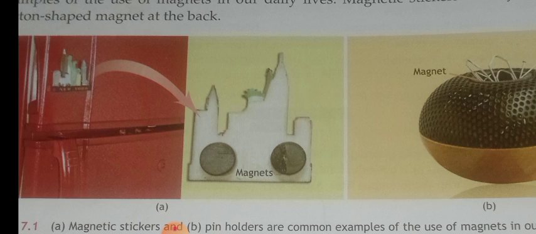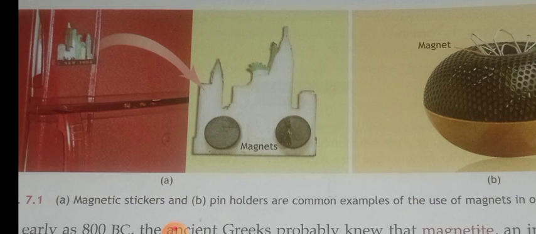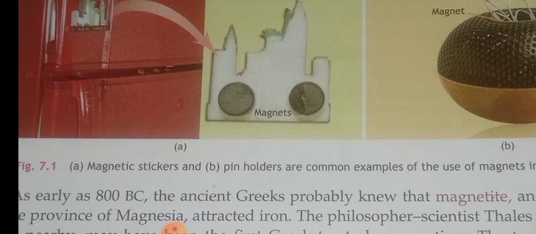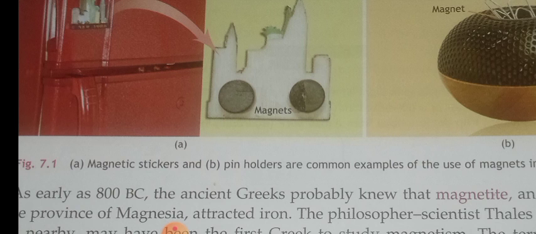On the other hand, stainless steel, which you know our kitchen utensils are mostly made of, contains a large proportion of iron but is not a magnetic material. Stainless steel is not a magnetic material, though it is made up of a huge amount of iron. Is it clear?